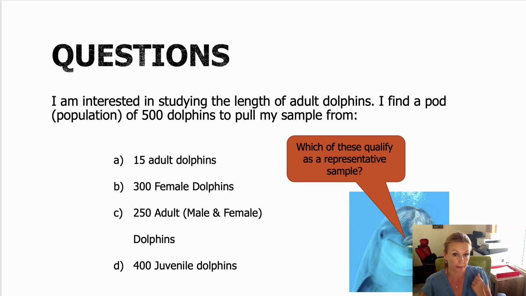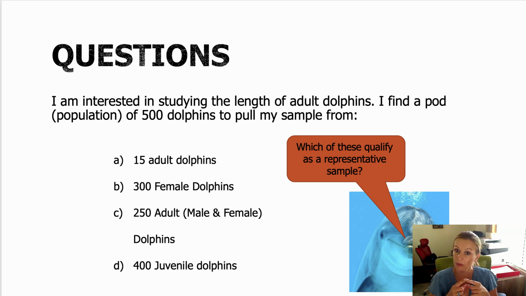Let's see an example here. I'm interested in studying the length of adult dolphins. I find a pod of 500 dolphins to pull my sample from. Which of these choices do you have? A, 15 adult dolphins; B, 300 female dolphins; C, 250 adult male and female dolphins; and D, 400 juvenile dolphins. So which one would be your best bet? You're studying the length of adult dolphins, so you may want to pause here and think.